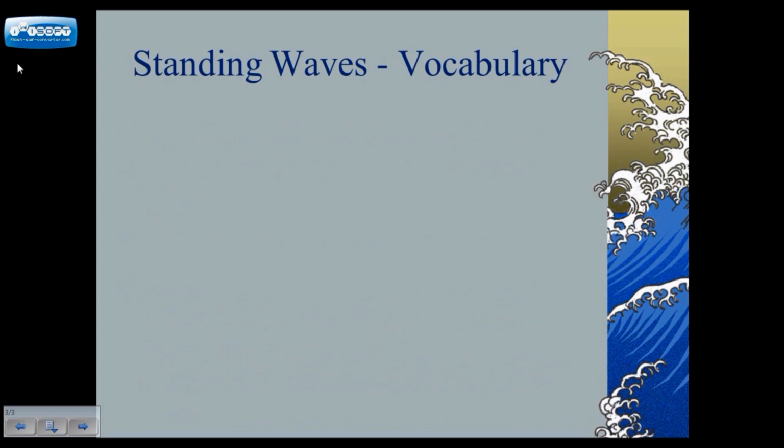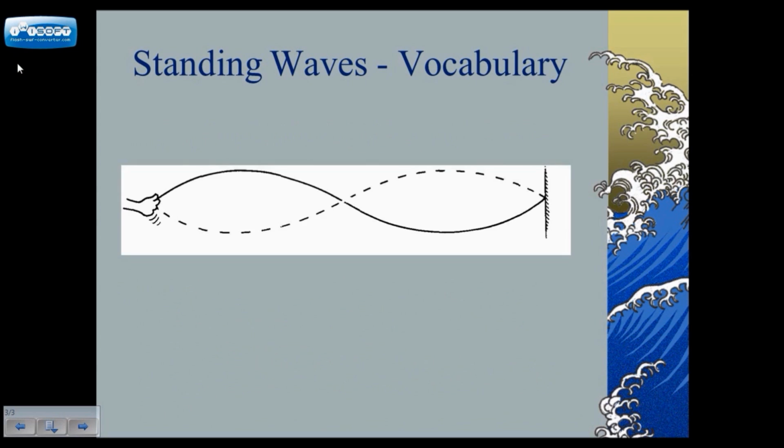So let's look at some standing wave vocabulary. First, here is a standing wave. This should look a lot like the string you saw in class, where here we have a fixed point, so it's attached to the wall, and here is where we have our motion. This is our force that then creates the wave. The string is the wave, so the solid line is the wave. The dotted line is the reflection. So the wave is traveling to the right, and the reflection is traveling to the left.